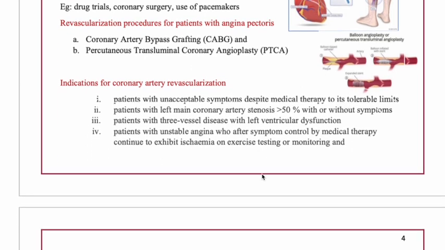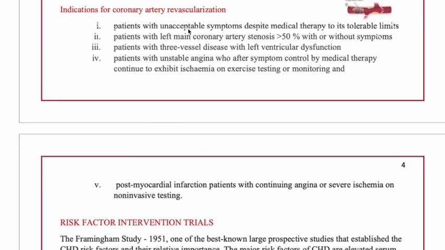And finally we will study who all are indicated for this revascularization procedure. So this includes the first point. There are 5 points. The first one is patient with symptoms despite taking medical therapy. Even though the person is taking medicine, he is still continually having the symptoms. Second is patients with left main coronary artery stenosis more than 50% with or without symptoms. So there will be more than 50% of stenosis.